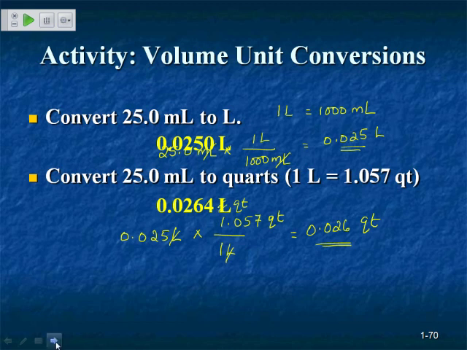Questions so far? Where? Which step? I can understand the 0.025 liters. Mm-hmm. And 1 liter on the bottom. Yeah. 1.057 quarts. Yeah. And then I put it in the calculator.